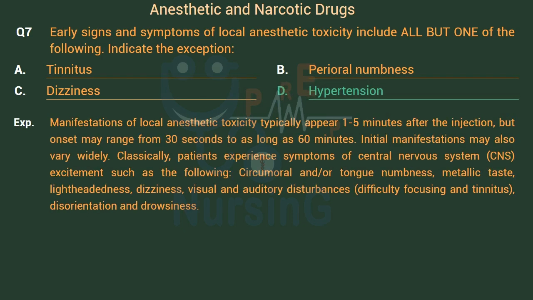Manifestations of local anesthetic toxicity typically appear 1 to 5 minutes after the injection, but onset may range from 30 seconds to as long as 60 minutes. Initial manifestations may also vary widely. Classically, patients experience symptoms of central nervous system (CNS) excitement such as the following: circumoral and/or tongue numbness, metallic taste, lightheadedness, dizziness, visual and auditory disturbances, difficulty focusing and tinnitus, disorientation and drowsiness.